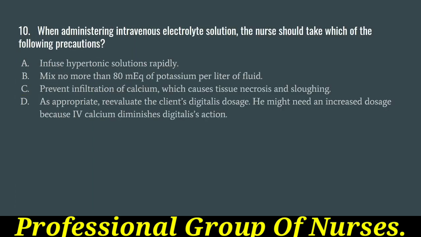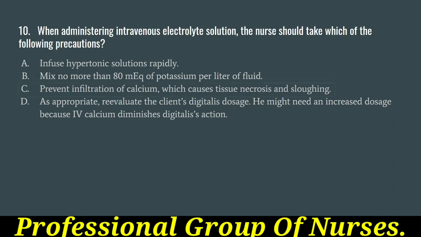When administering intravenous electrolyte solution, the nurse should take which of the following precautions? A. Infuse hypertonic solutions rapidly. B. Mix no more than 80 mg of potassium per liter of fluid. C. Prevent infiltration of calcium, which causes tissue necrosis and sloughing. D. As appropriate, re-evaluate the client's digitalis dosage. He might need an increased dosage because calcium diminishes digitalis's action.